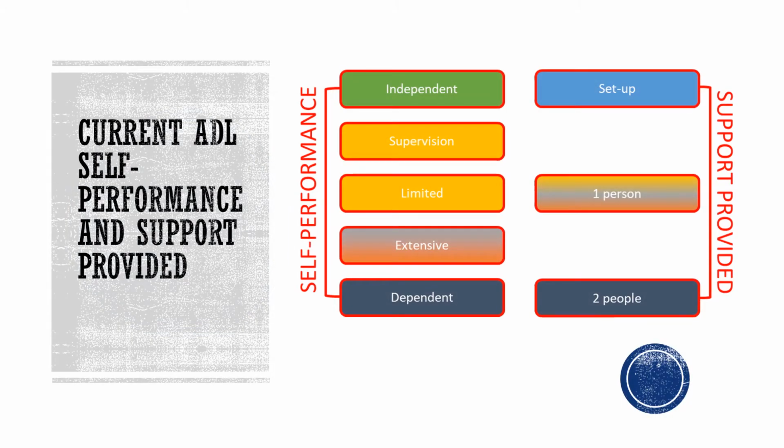This represents our current approach to documenting each ADL. And as you all know, we answer 2 key questions for every ADL we document. Number 1, what was the patient's self-performance? Were they independent, supervision, limited, extensive, or dependent? And what level of support did the staff provide? Did we do setup assistance, 1 person, or 2 people?